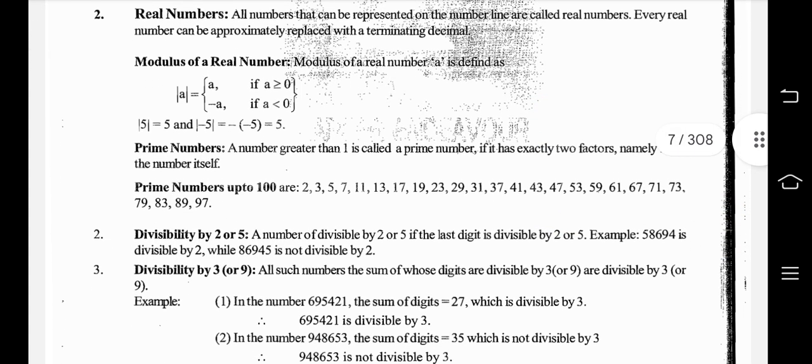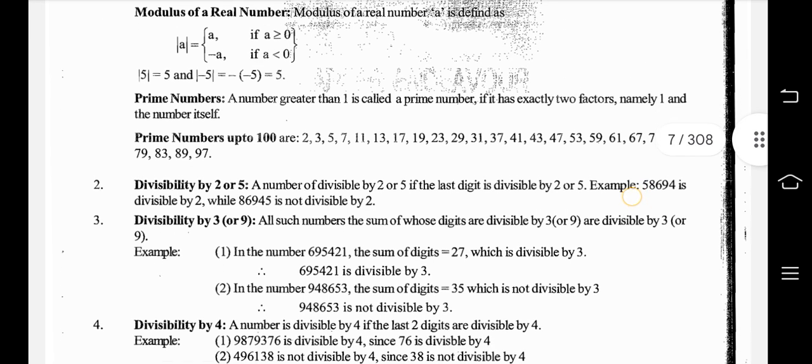Prime numbers. A number greater than 1 is called a prime number if it has exactly two factors, namely 1 and the number itself. Prime numbers up to 100 are given.